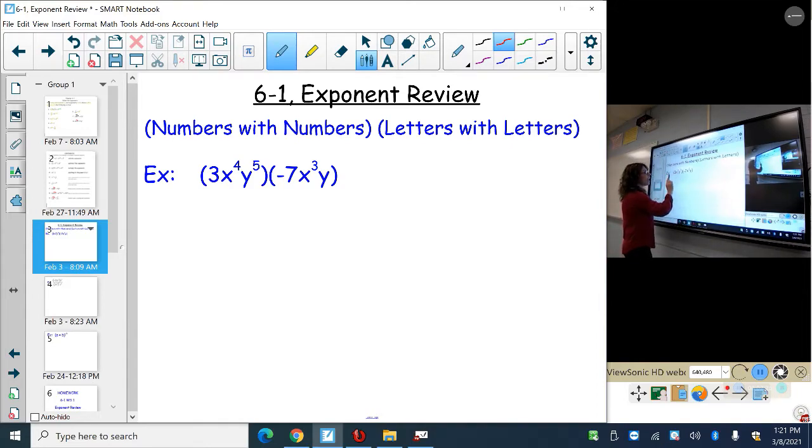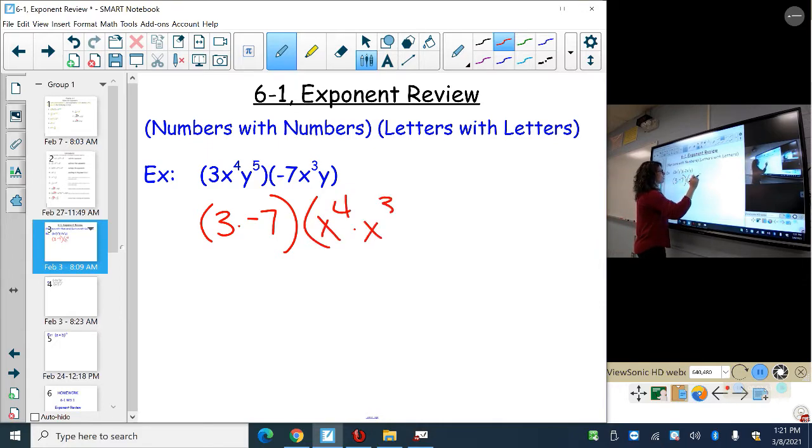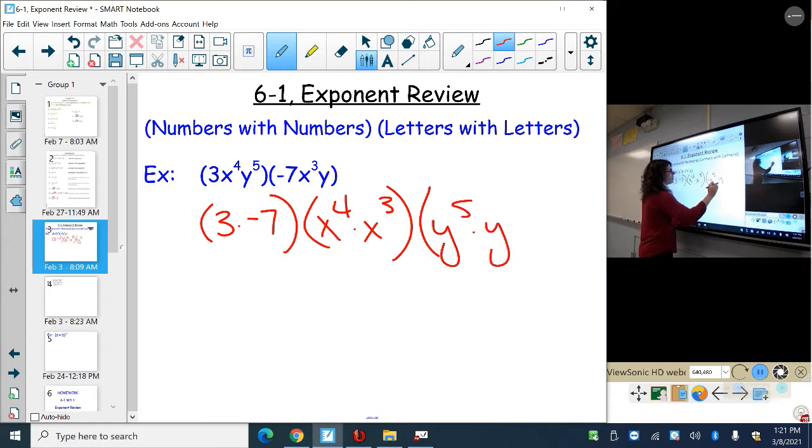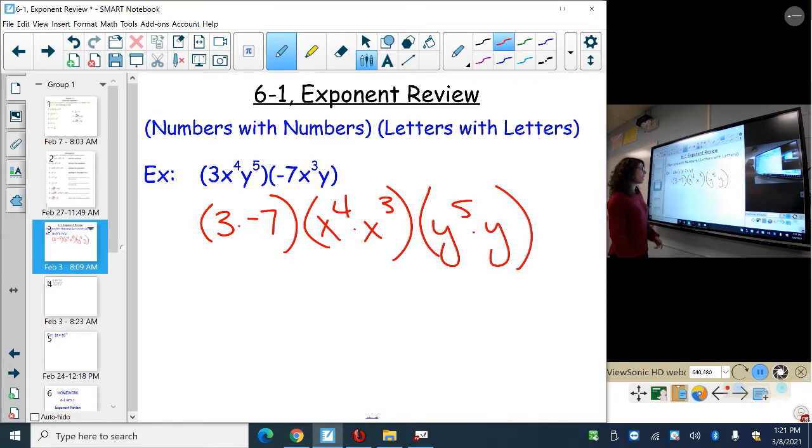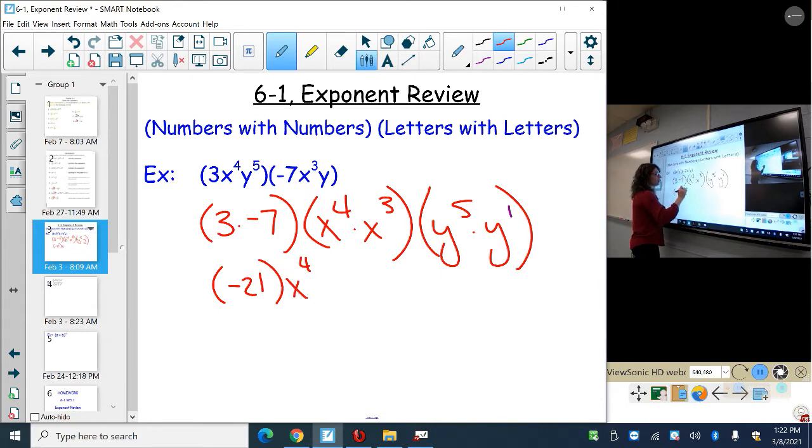Now, if you look at this, every one of these items are attached by multiplication. So what we're going to do is we're going to simply separate them into 3 individual problems. Why 3? Because I have 3 different bases. I have a number base, an x base, and a y base. So I'm going to rewrite this. There's my numbers multiplied together, and here's my x's multiplied together, and here's my y's multiplied together. So we're going to put on our missing exponents, which is going to be on the y there, and then I'm going to straight up multiply here. So this is negative 21. I'm going to add the exponents. This is negative 21, x to the 7th, y to the 6th.